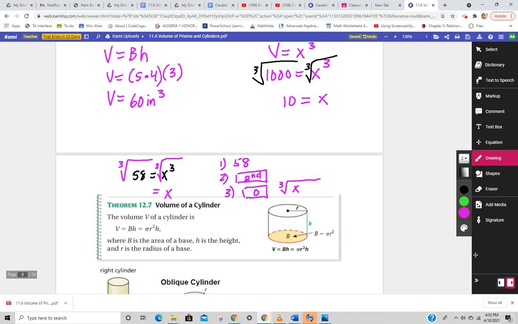And it is approximately 3.8. 3.9. So that's how you would do that on your calculator.